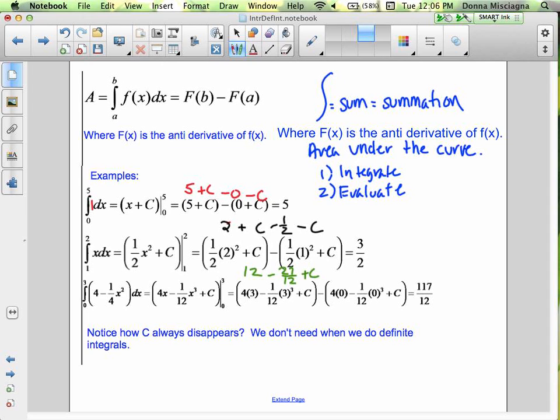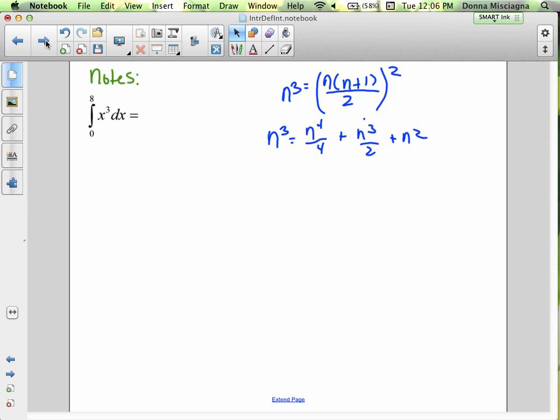If we distribute the negative, well, that's minus 0. And minus a negative 0 plus 0, either way it's 0, and then minus c. So the only thing that's left is the 12 minus 27/12. Everything else actually is a 0, right? Because c minus c is 0. So notice how the c always disappears. We don't need the c when we do definite integrals. That's just an unnecessary extra step, so don't bother, right? But make sure you have it for the indefinite integrals where you're finding the function.